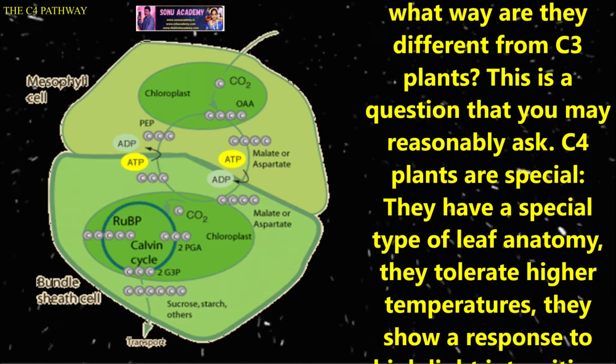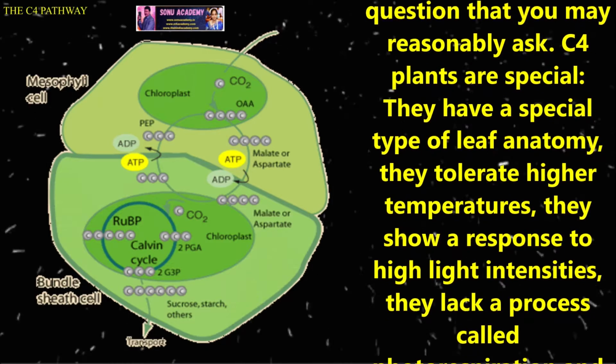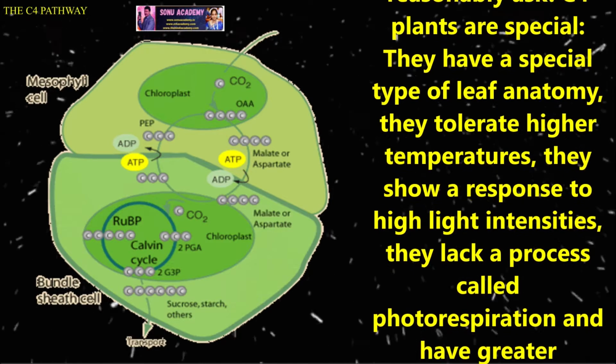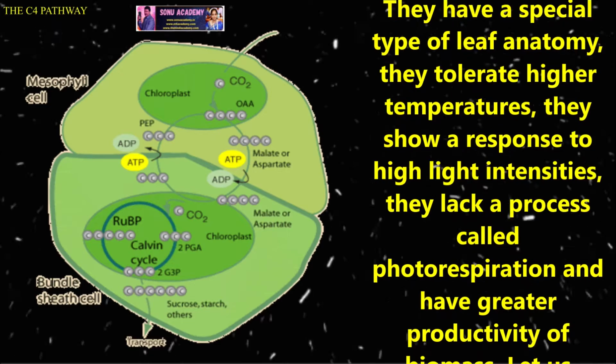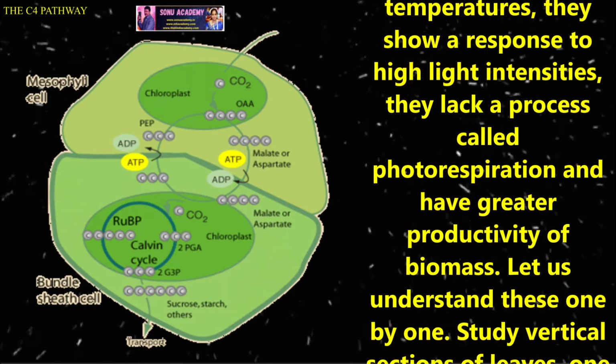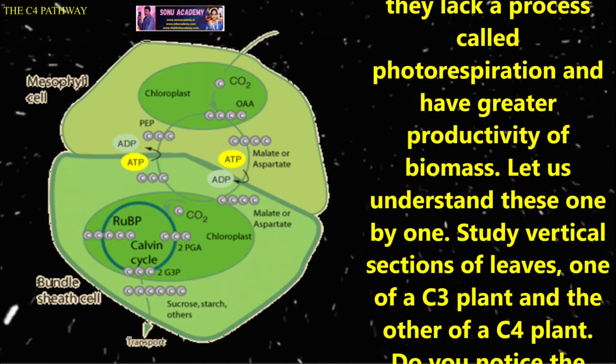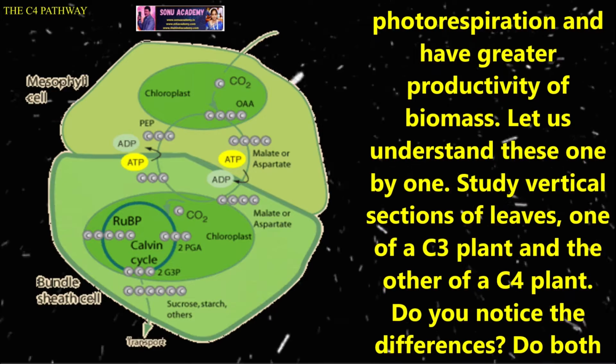C4 plants are special. They have a special type of leaf anatomy. They tolerate higher temperatures. They show a response to high light intensities. They lack a process called photorespiration and have greater productivity of biomass. Let us understand this one by one.